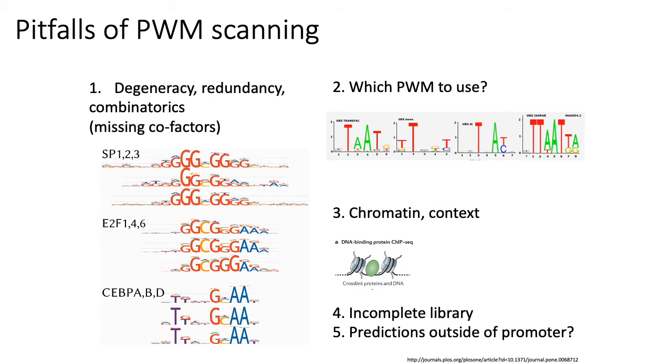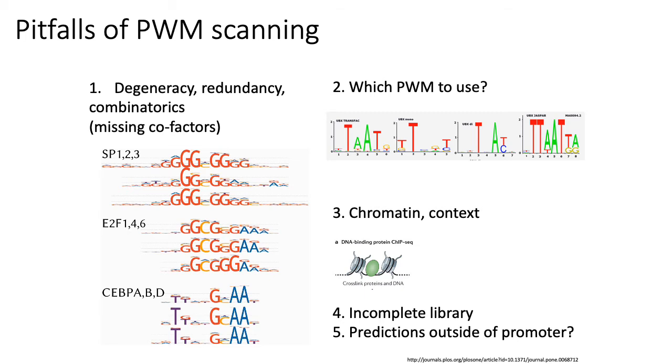The first major problem is that there's a lot of degeneracy in transcription factor binding site recognition sequences. And like I mentioned before, PWM scanning is good at detecting in vitro binding sites, but not so much in vivo binding sites, because there are a lot of other factors that influence whether a TF binds or not, like whether the chromatin is open at that particular position or whether there are other cofactors present that facilitate binding.